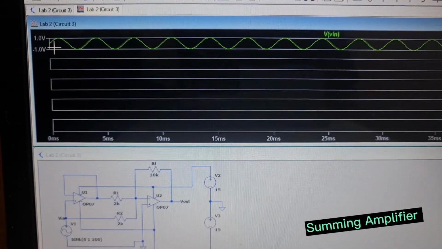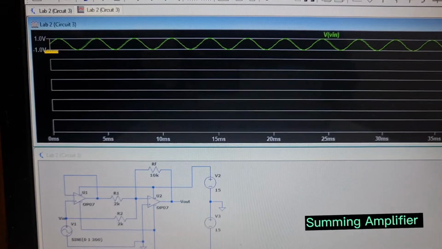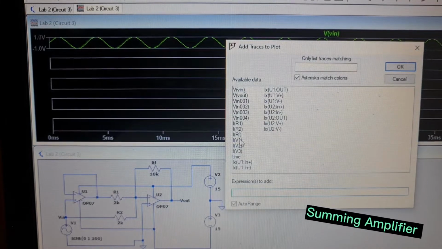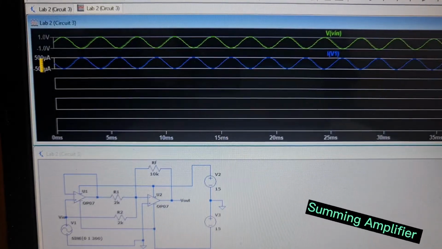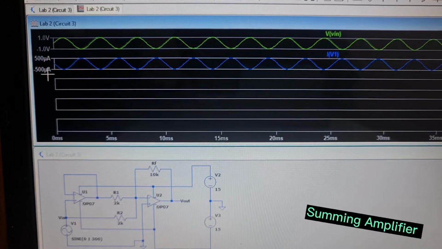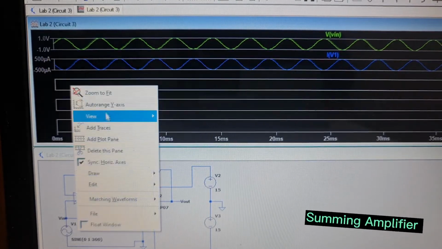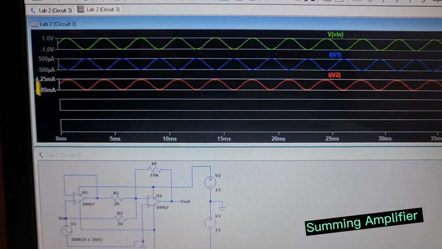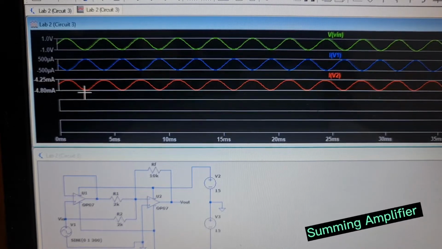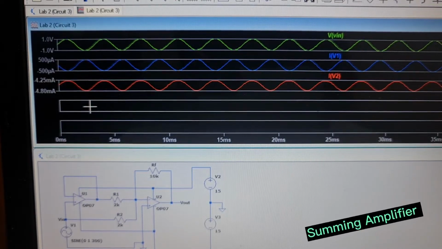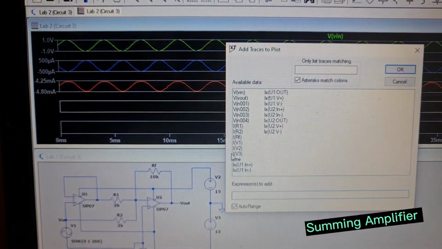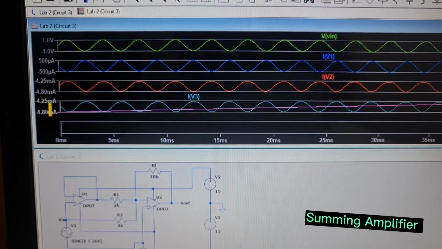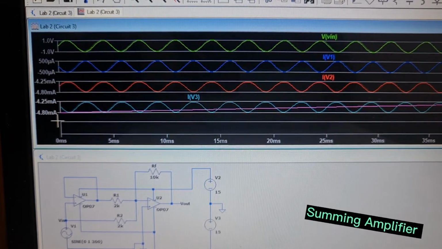For V in, the value ranges from 1 volt to negative 1.0 volt. For IV1, the value ranges from 500 microampere to negative 500 microampere. For IV2, the value ranges from negative 4.25 milliampere to negative 4.80 milliampere. For IV3, the value ranges from negative 4.25 milliampere to negative 4.80 milliampere.